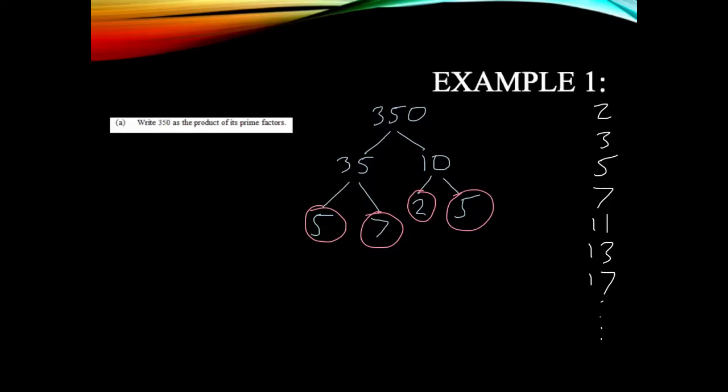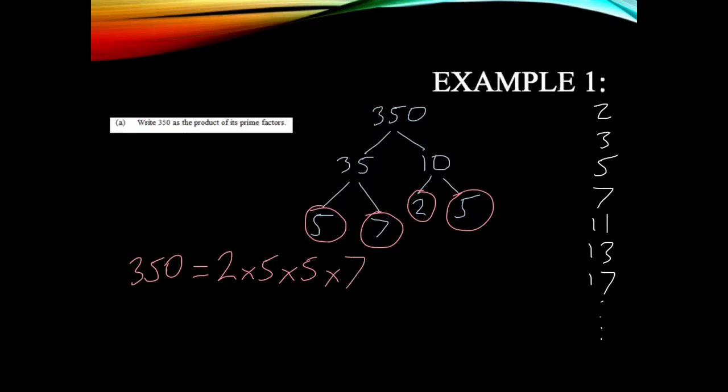So it's not enough just to stop at this point. We must now answer the question. And the question said, write it as the product of its prime factors. Product is another word for multiply. So I can write 350 equals, and I'm just going to put these numbers 2, 5, 5 and 7 in order. So 2 times 5 times 5 times 7.